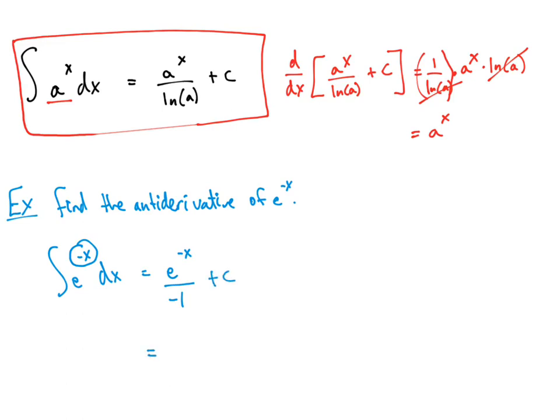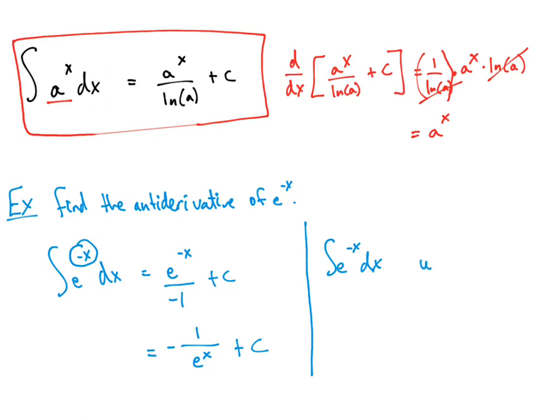We could rewrite this as 1 over e to the x, and we could make that whole thing negative. So we could write our answer like that. A second way we could do this is by using a u substitution.